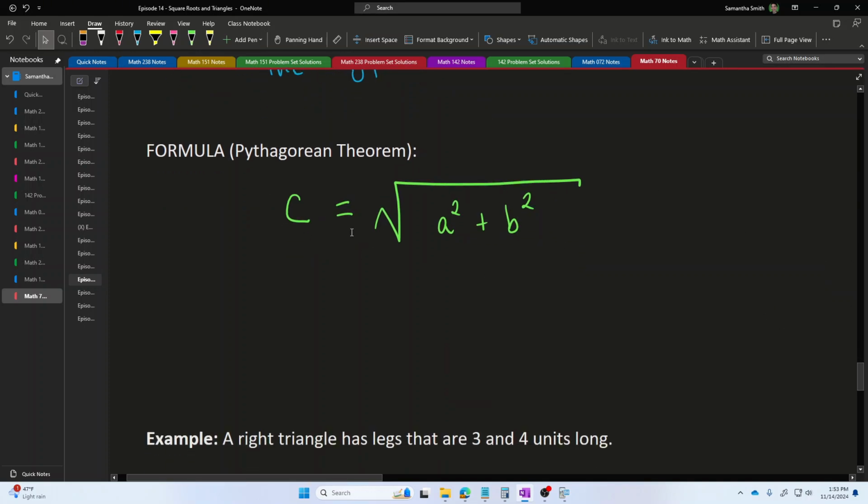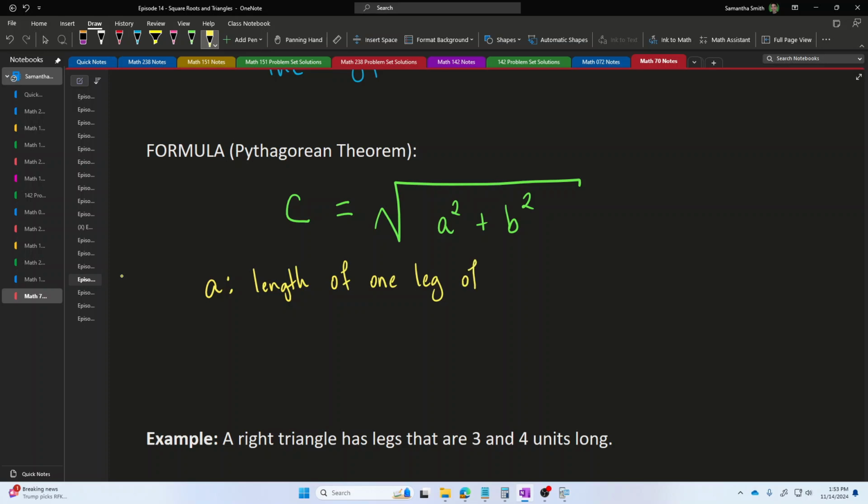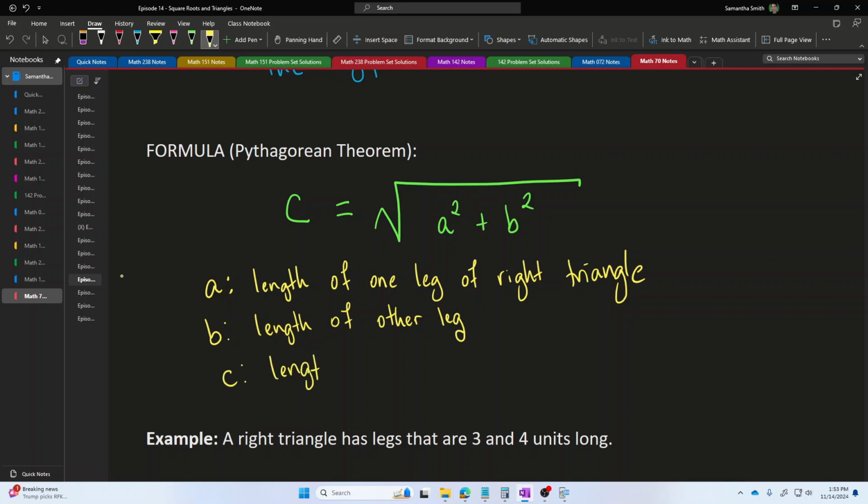In this formula, we have three variables standing for three unknowns. The unknown called A is standing for the length of one leg of your right triangle. And the B stands for the length of the other leg of the right triangle. The C here stands for the length of the hypotenuse.